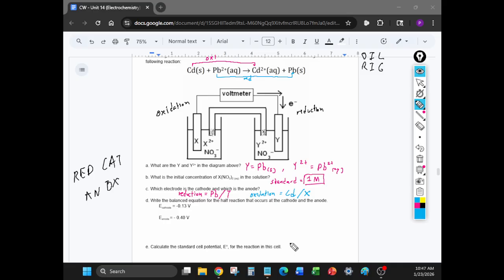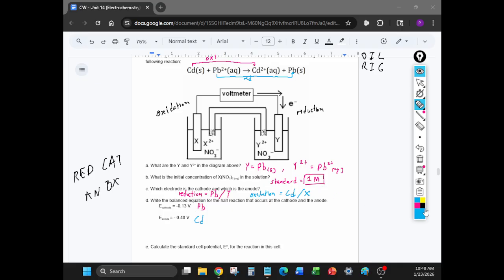All right, part D, we want to write the balanced equation. So for this one, we have the electrical potentials. And so we want to just write down what's happening at the cathode and the anode. So we know the cathode is going to be where reduction takes place. So that's going to be where chemical Y is. We just established that chemical Y is Pb. Okay, so Pb. And then the oxidation takes place at the anode. And that's going to be for cadmium.